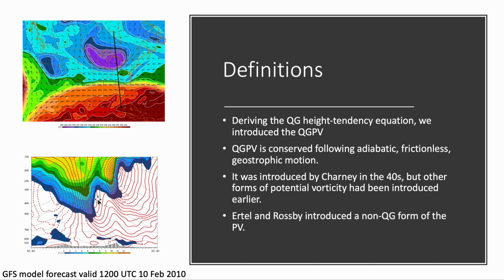And this might already start to give you an idea as to why PV might be useful. Given that it enjoys certain conservation properties, and given that it's intimately related to the winds, maybe PV is just a simple way to know something about the winds without having to care about multiple three-dimensional vector fields.